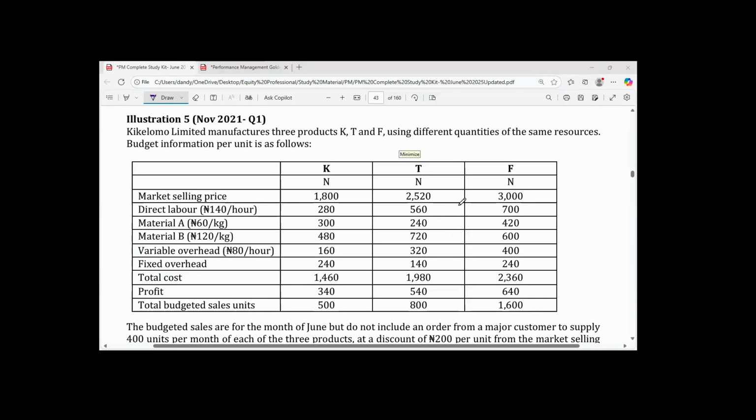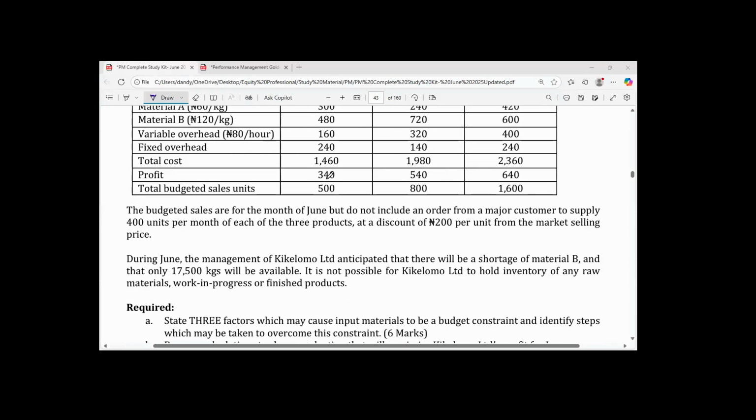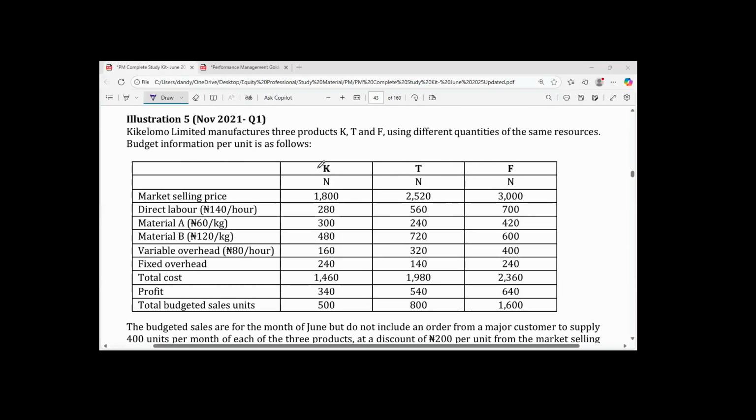Then once we are done with the question, I will introduce you to linear programming. Worst case, we should be able to complete all relevant concepts on linear programming. Okay? If we still have time, then we can have one illustration. All right then, so let's start with this illustration number 5, which is Kikelomo Limited.